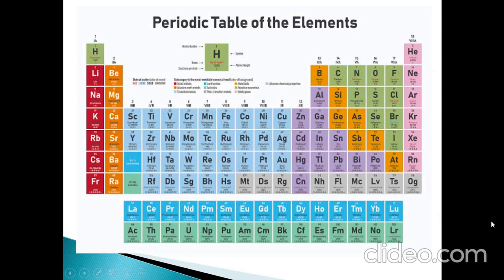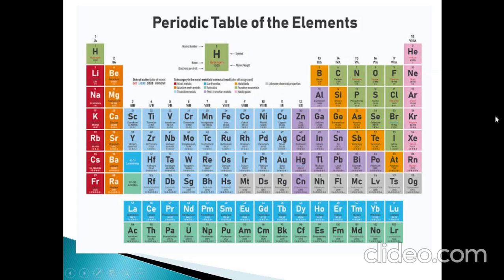Now this is the periodic table. The periodic table consists of groups and periods. The horizontal rows, as we move from left to right, are called periods. There are a total of 7 periods, so period 1 to period 7.